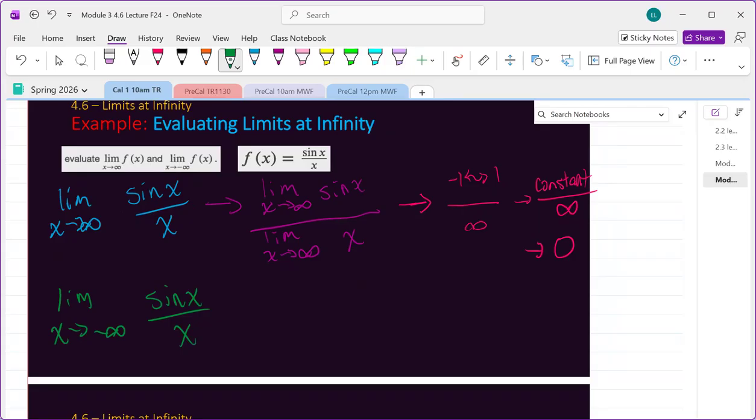So the limit as x approaches negative infinity of this same sine x over x, we're seeing that same behavior. The top is still oscillating between -1 and 1, but the bottom is going to negative infinity. But it's still a constant number over infinite behavior, so it's still going to go to 0.